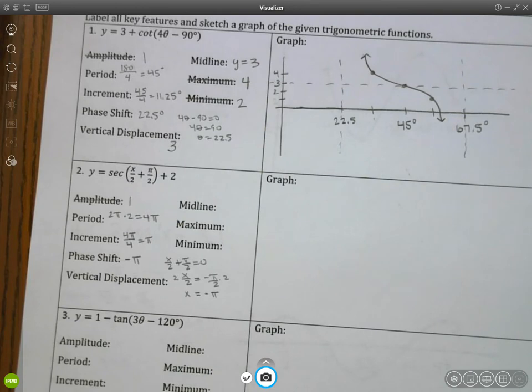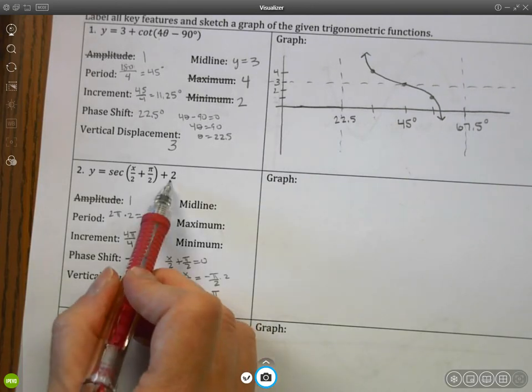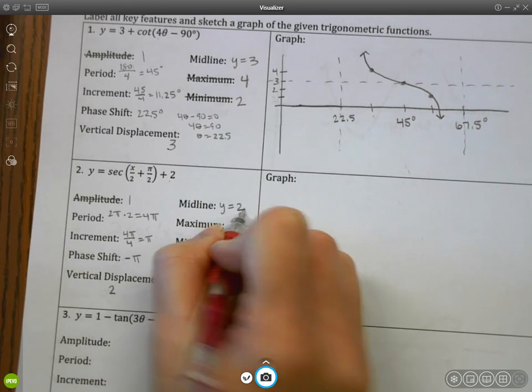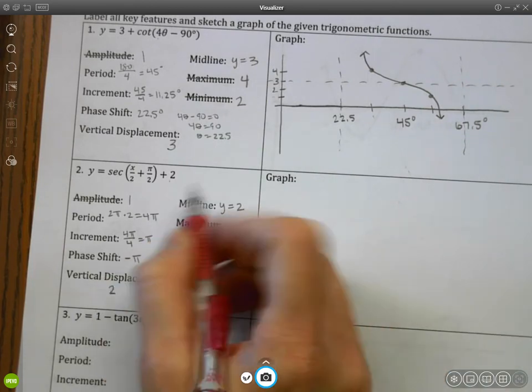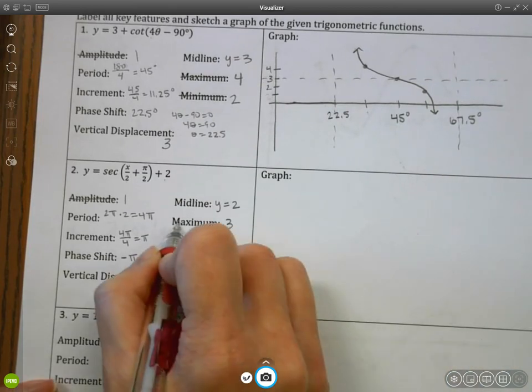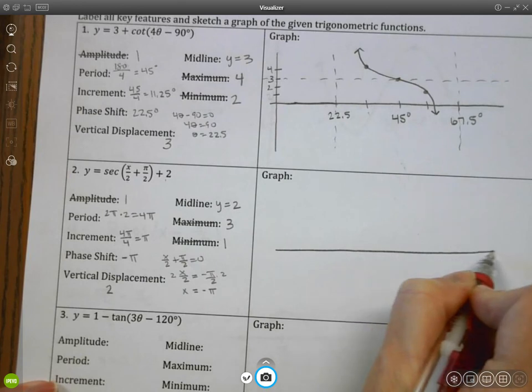All right, so then next we have vertical displacement, which in this case I put on the back, so it's 2. So midline is y equals 2. Your max is 2 plus 1 is 3. Your min is 2 minus 1 is 1. So remember, those really aren't maxes and mins. They're just where we're going to put some points.